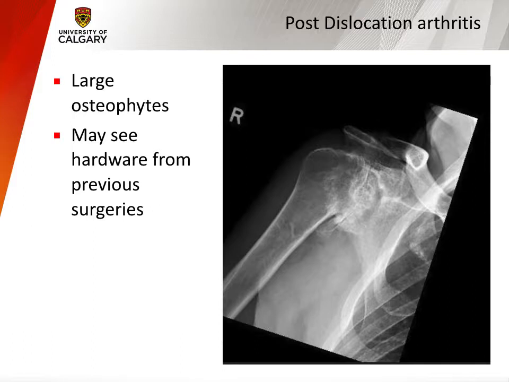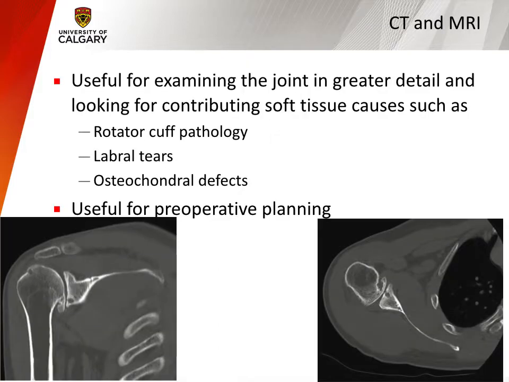So that's our run-through of x-ray findings, and then higher level imaging such as CT and MRI. You shouldn't really need this to diagnose glenohumeral arthritis. You should really get that off your x-ray, but it is useful for examining the joint in greater detail, and you can look for contributing soft tissue causes on MRI specifically, such as rotator cuff pathology, labral tears, and osteochondral defects. It is also a lot more useful than x-ray for preoperative planning if you're looking into doing total shoulder arthroplasty or something like that.